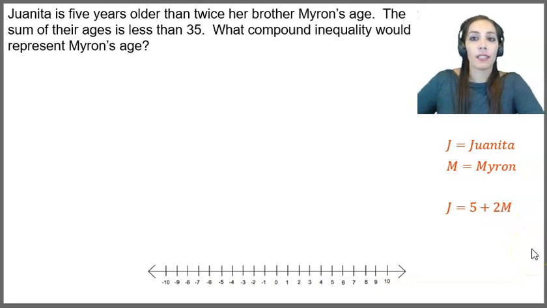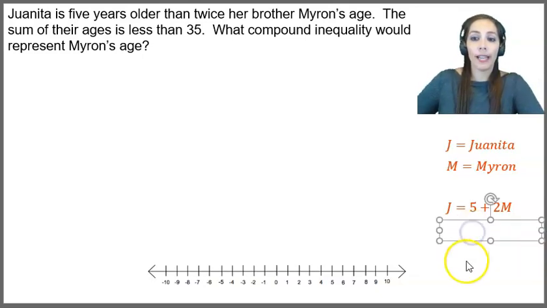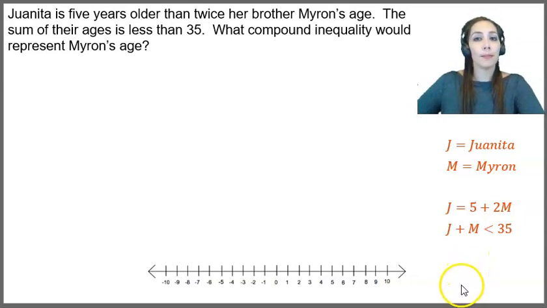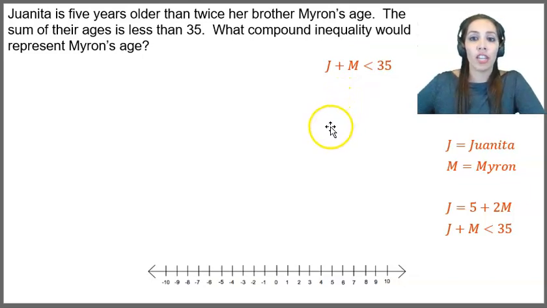The second sentence says the sum of their ages is less than 35, meaning that we can go ahead and take Juanita plus Myron and add their ages together and it'll be less than 35. So we have two equations right here. Now I'm going to go ahead and look at that second equation, J plus M, which is less than 35.